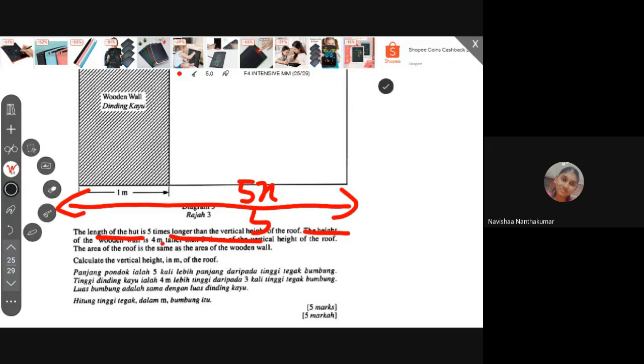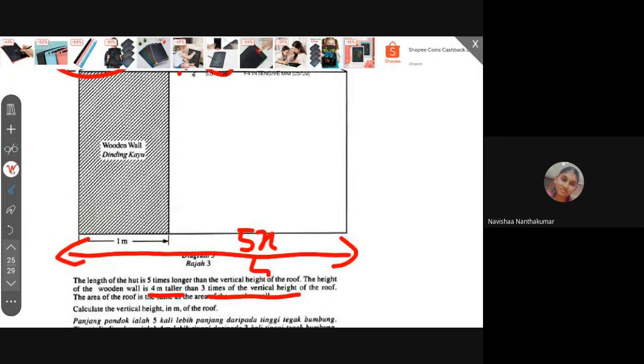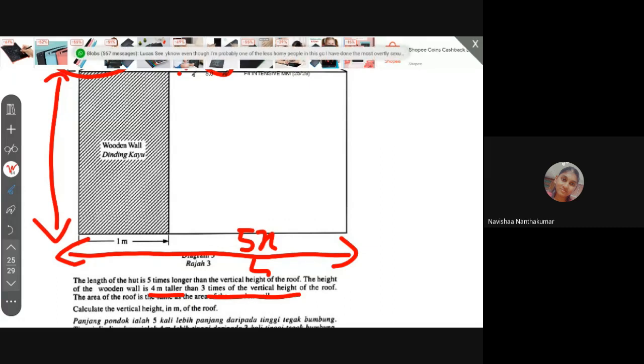This one I need to write. Then only you all can see. Okay. 4 meter taller than 3 times. Okay, yang ni berhati-hati ya guys. So can you tell me, what is the expression for the height of the wooden wall? Apa ungkapan untuk tinggi dinding kayu tu? 4 meter taller than 3 times the vertical height.